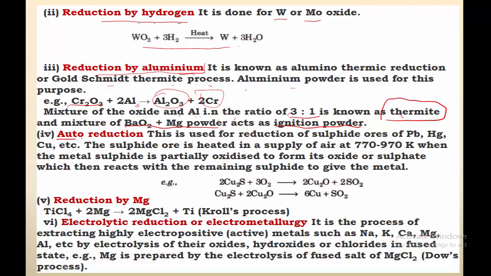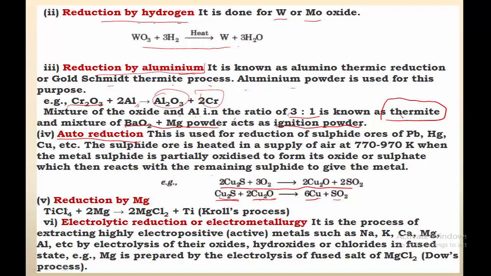Then another type of reduction is auto reduction, meaning some reactions themselves undergo reduction. So the example is Cu2S + 3O2 gives 2Cu2O + 2SO2. This Cu2O reduces Cu2S and forms Cu and SO2. So this is a self reduction or auto reduction process. Here no reducing agents are used.